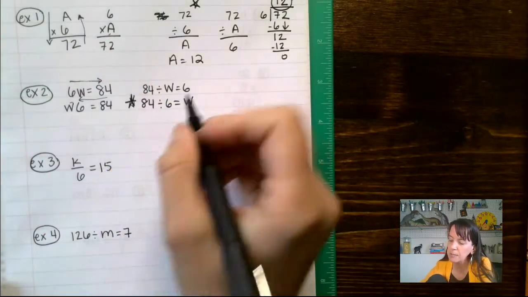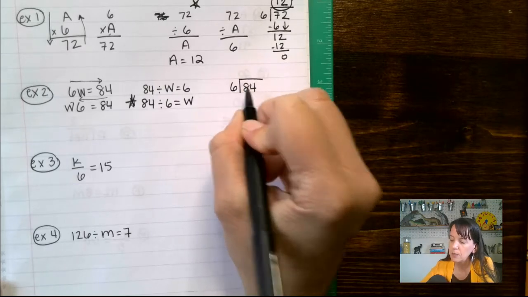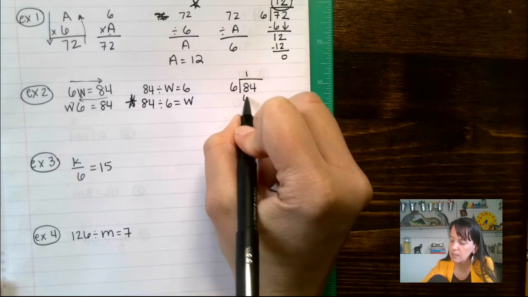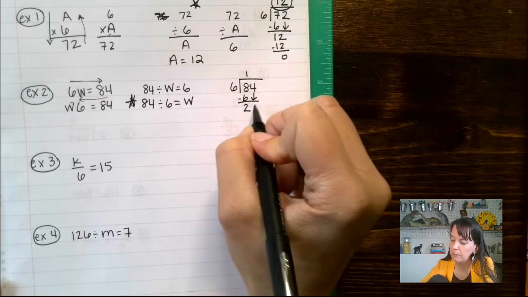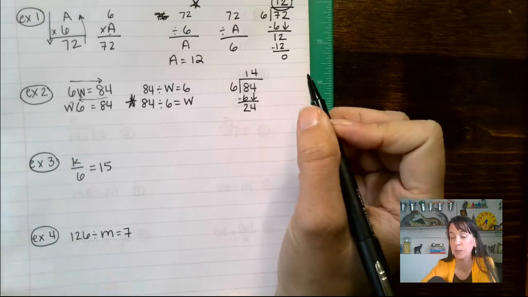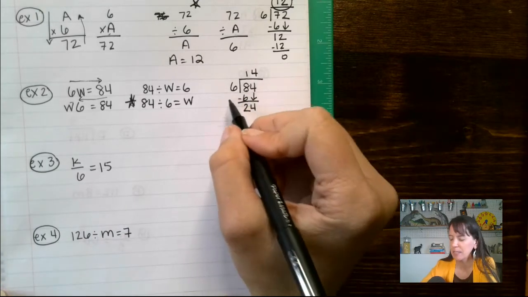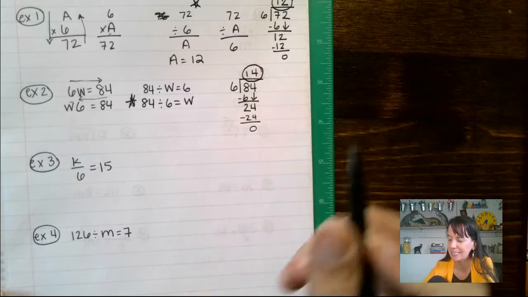All right, so this comes in the front, so we're going to put that under the table. 6 goes into 8 one time. 6 times 1 is 6. Subtract, 8 minus 6 is 2. Bring down our 4. 6 goes into 24 4 times. 4 times 6 is 24, so we have no remainders there, so our answer is 14.